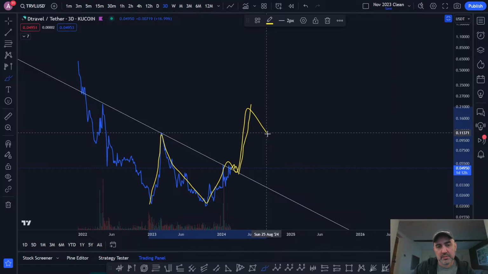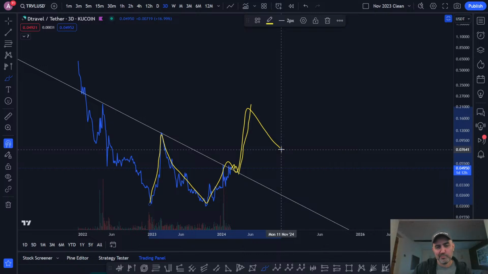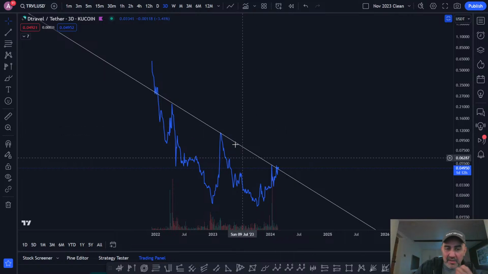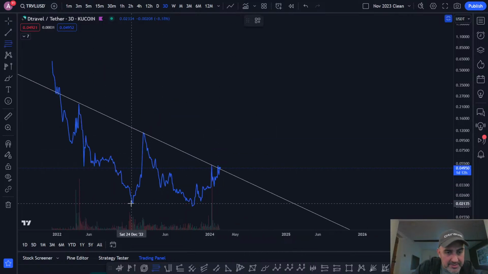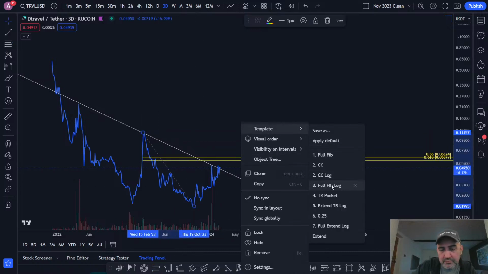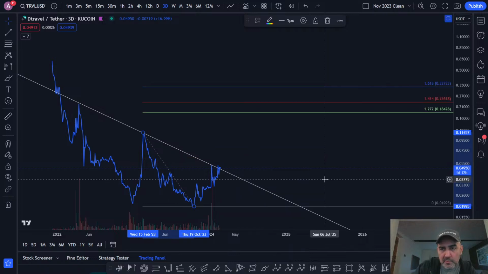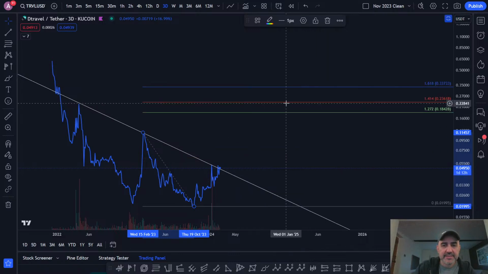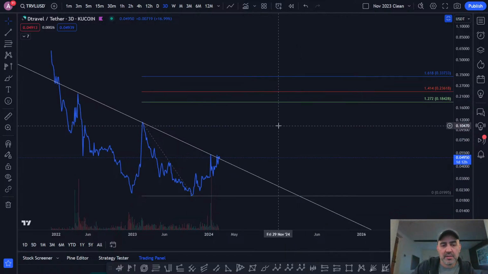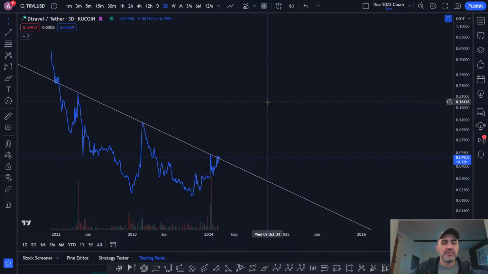Done. I don't know. I don't usually trade with lines, so I don't know. Or maybe an extension. Maybe an extension of this. Yeah, see, that takes us to a good target, I think. See that? So actually, maybe that's what you want to do.